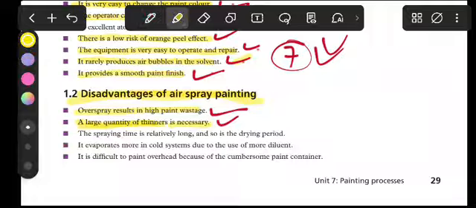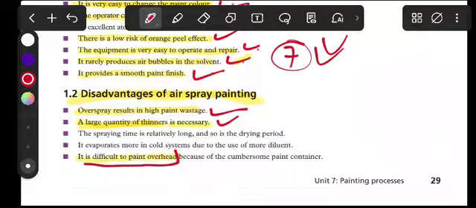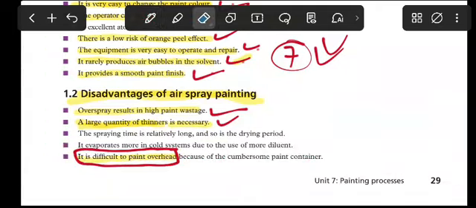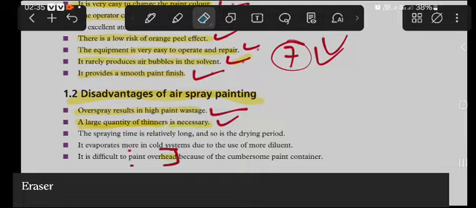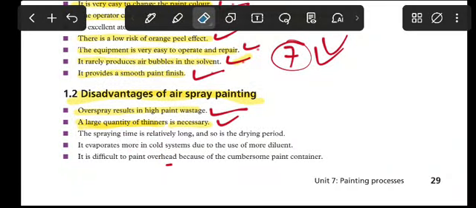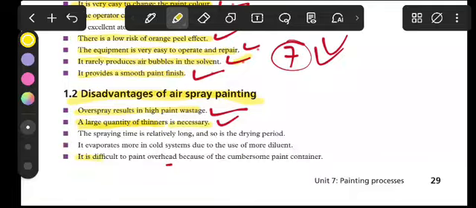Then we have, it is difficult to paint overhead. End there. You'll remember that will be the point. If you want to continue, you can continue, but end here. Just make it as short as possible. It is difficult to paint overhead.